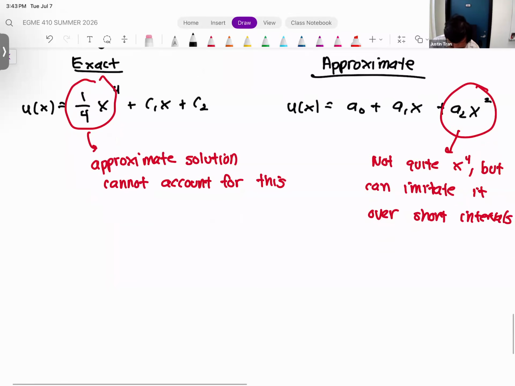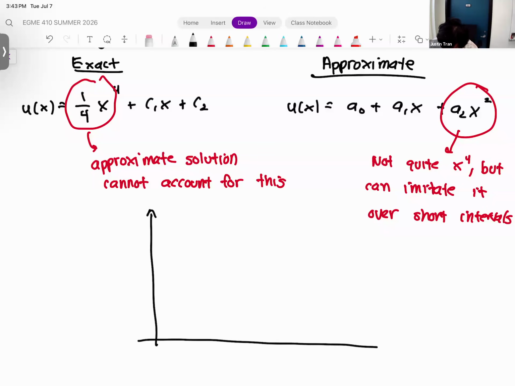To illustrate this, we can simply plot it. If we have a simple XY plot here, on the one hand, I'm going to plot x squared, which is our classic parabola. X to the fourth, if you actually plot it, does look like a parabola as well. The only difference is that it grows much more quickly than our x squared, so our x to the fourth would look something like this.